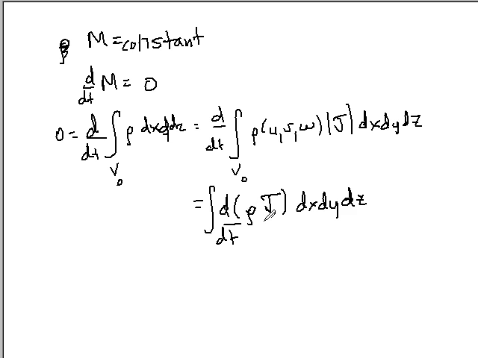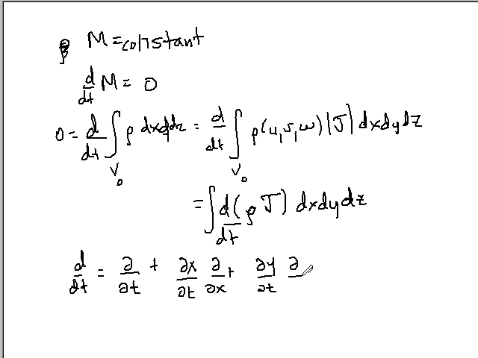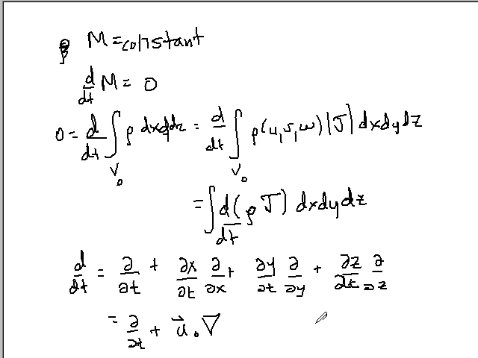And finally, we use just the chain rule. The total derivative is what? It's the partial derivative with respect to time plus dx dt d by dx, plus dy dt d by dy, plus dz dt d by dz, just by the chain rule. And what is dx dt? This is the velocity. So this is d by dt plus u, the velocity u, times the gradient of this. So the gradient is d by dx, d by dy, and d by dz. And this is just the dot product, which means you take the first component, etc.